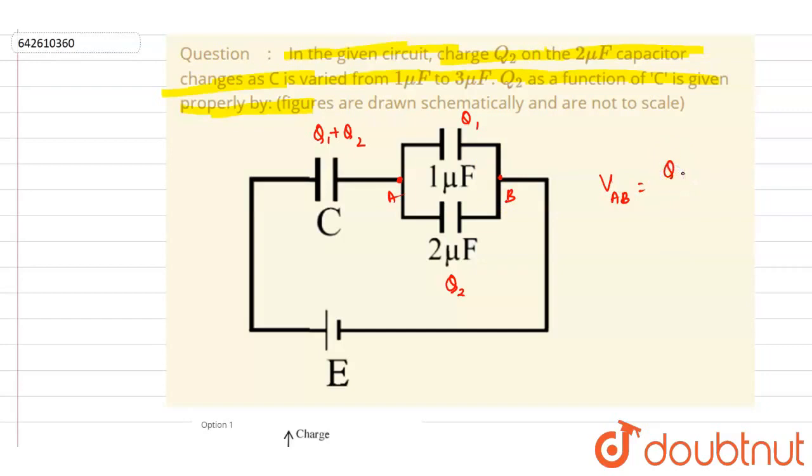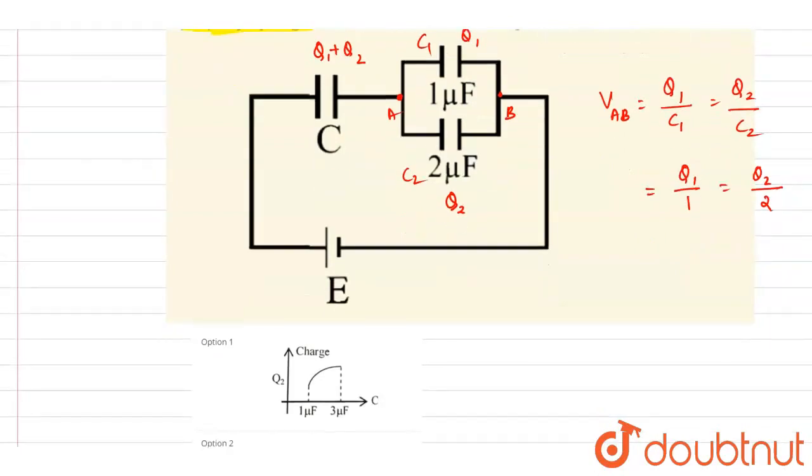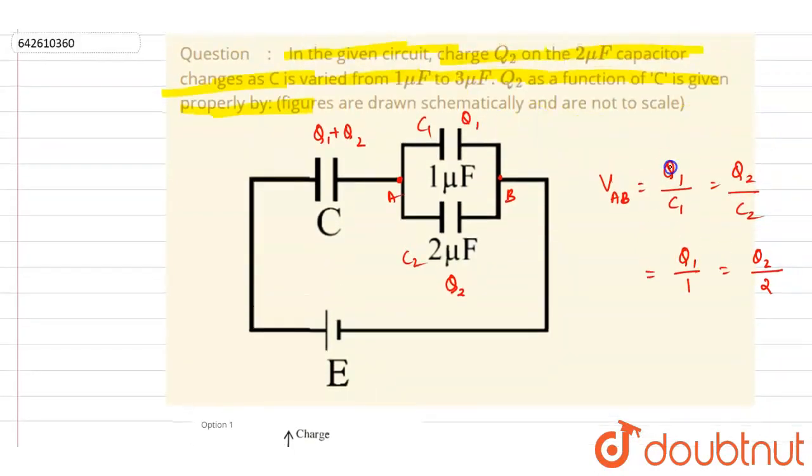It is Q by C. If I say this is C1 and this is C2, then it will be equal to Q1 by 1 and Q2 by 2. So from here you will get Q1 is equal to Q2 by 2. You could see that, right? Since the potential difference is the same, and we know that the potential difference across the capacitor is charge divided by capacitance, we will write this down and you will get Q1 is equal to Q2 by 2.